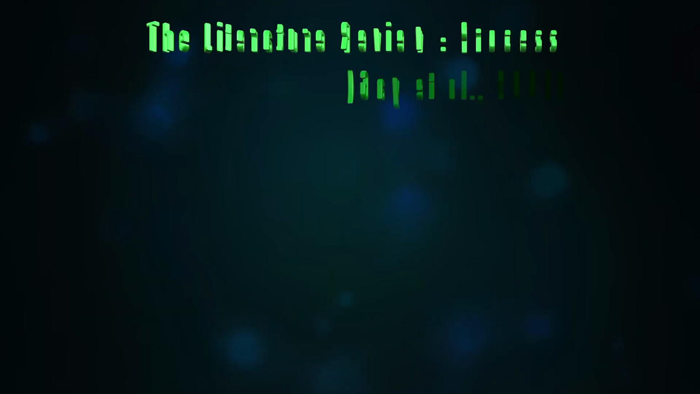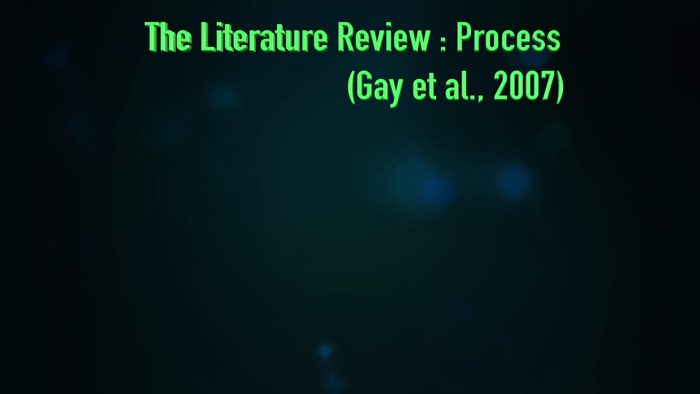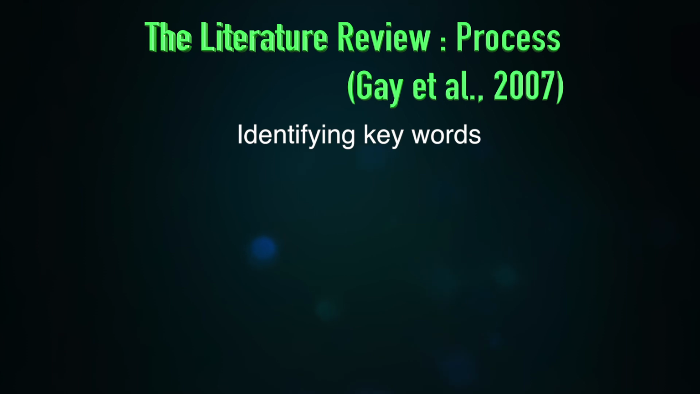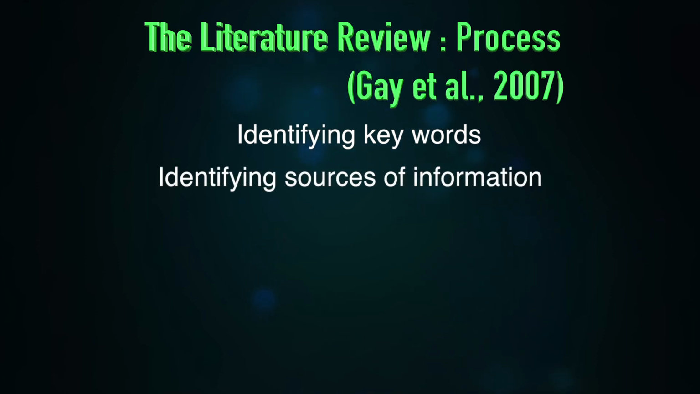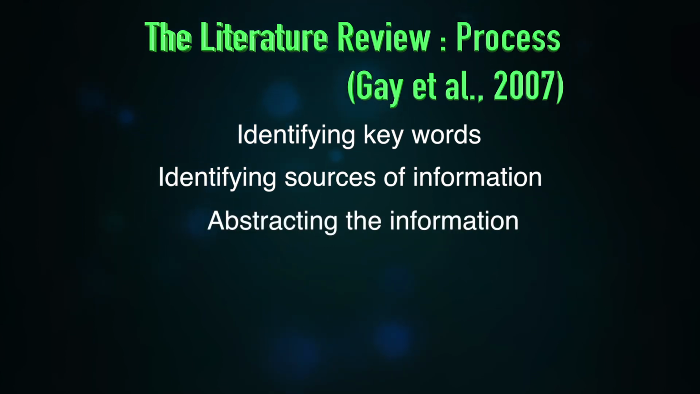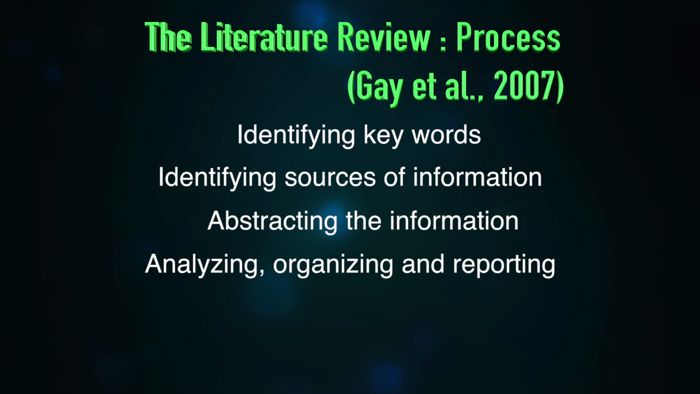So in a nutshell, the review of related literature involves identification of the keywords, identification of the sources of information, and abstracting the information, and then analyzing, organizing, and synthesizing the research findings of the previous studies, and reporting that synthesis in your journal article or the dissertation which you are preparing.